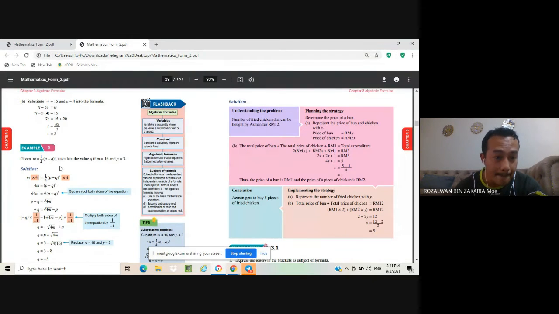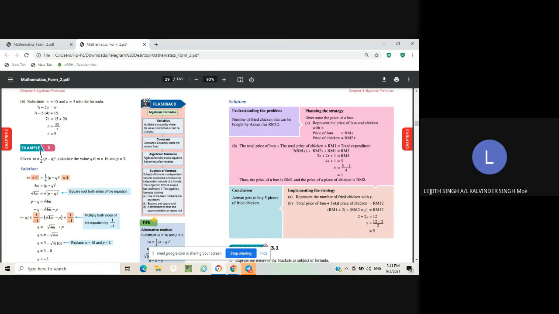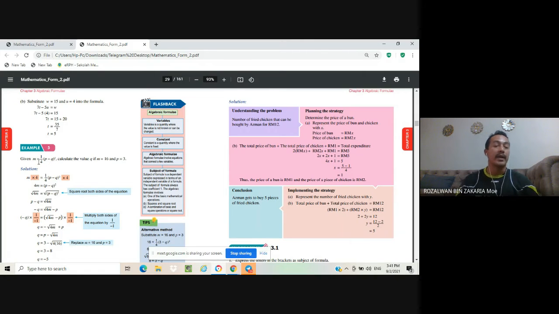We substitute, or you can, the first step, we change the subject first for this formula. For this formula, M equals 1 over 4 in bracket P minus Q squared. All right. What is the subject for this formula, class? M equals 1 over 4 in bracket P minus Q squared. What is the subject? Anyone? M. Yeah, good. M is the subject for this formula.